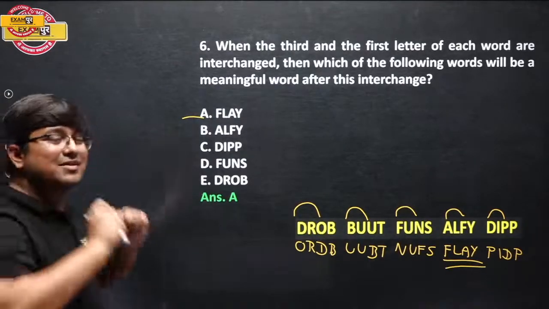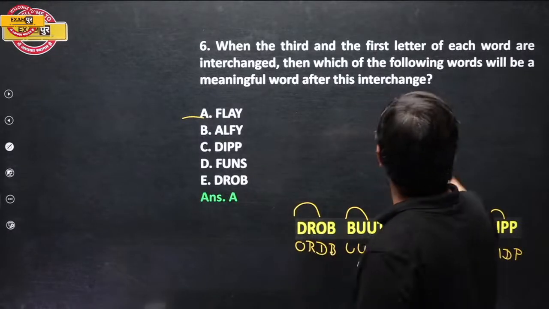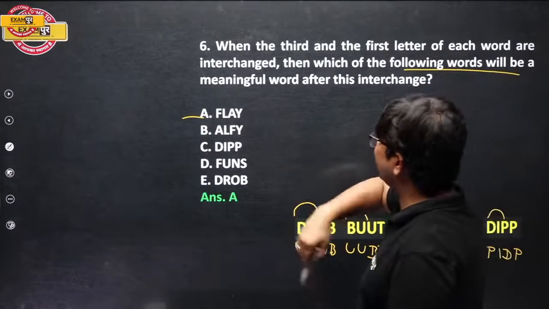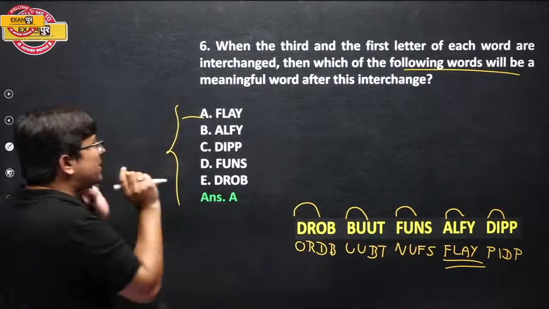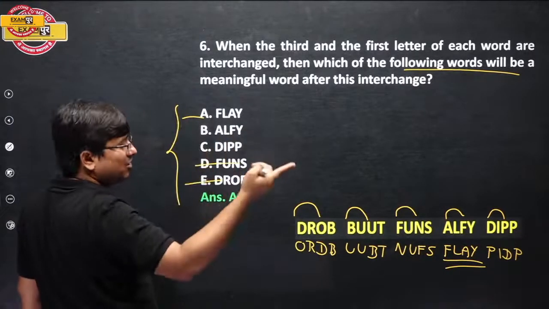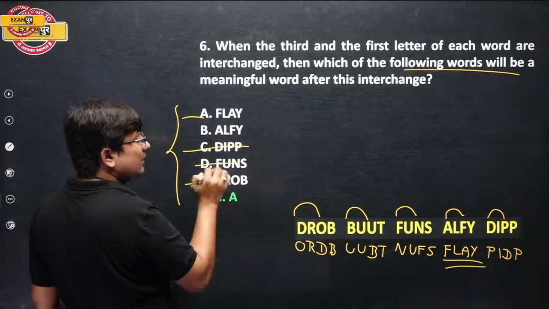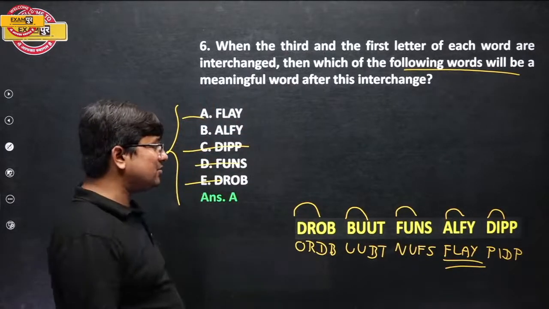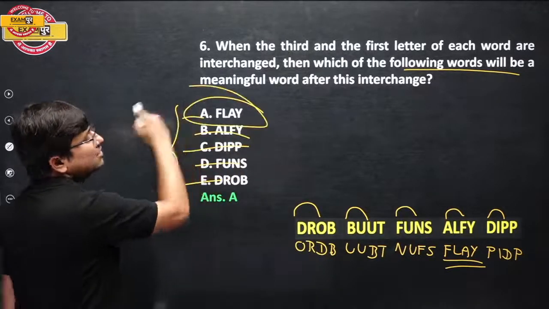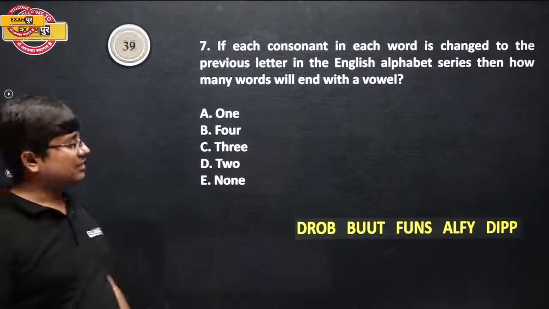Now apply your common sense. None of these is not mentioned. Read the question. It is telling you which of the following words will be a meaningful word. Is this a meaningful word? Fun is a meaningful word. Funs is not meaningful, and funs is obviously not formed also. Dip is there, but DIPP is not there, and that DIPP is not even formed. This is not again a meaningful word. This is a meaningful word. So you can see in this way also. Now, the next one. Hurry up.